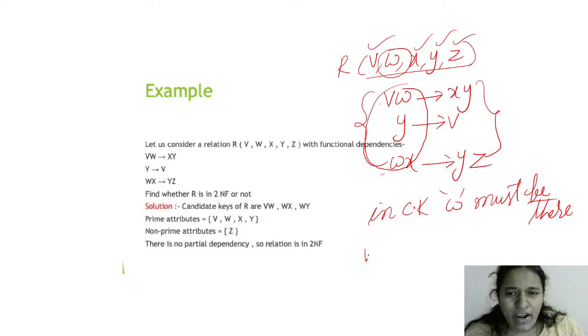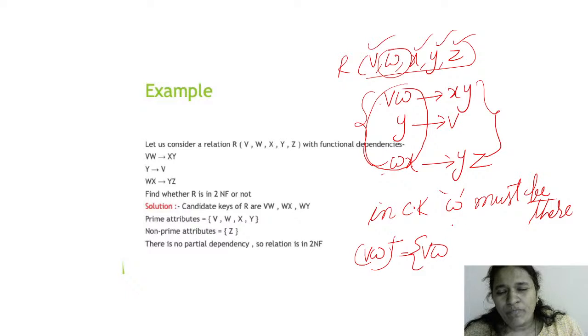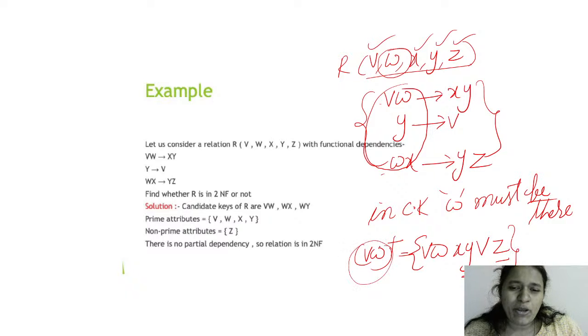First we will find the closure of the first functional dependency, VW. From VW we get VW. VW is determining XY, and Y is determining V, and WX is determining YZ. That means Y is already present here. That's why we took Z. From the VW closure, we get all the attributes of the original relation. That means VW is a candidate key. Now we will check WX.